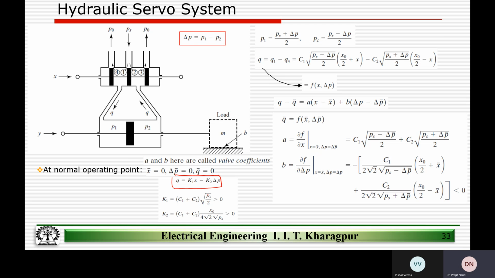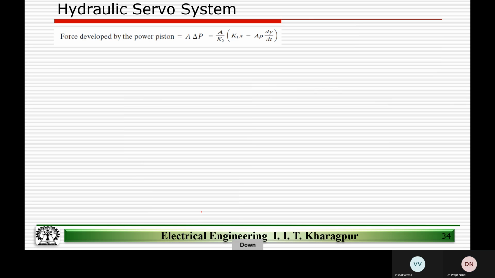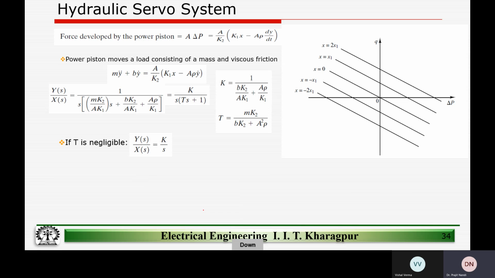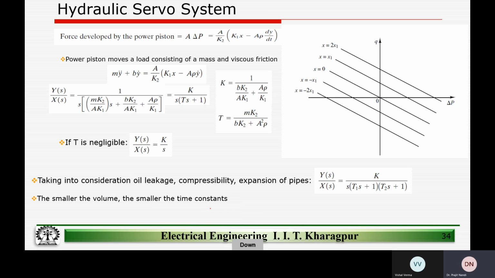So essentially, if we go to the final expression one more time, to make K2, I mean to make this time constant t as small as possible, we have to, from a structure point of view, make the size of the servo system as small as possible. And it kind of makes sense, right?